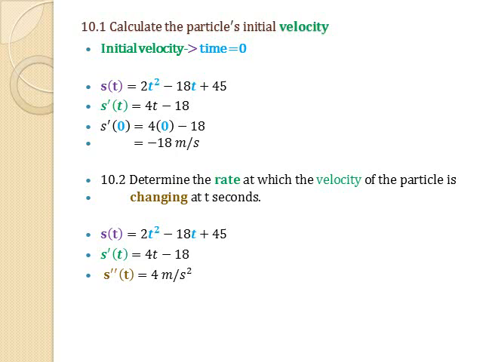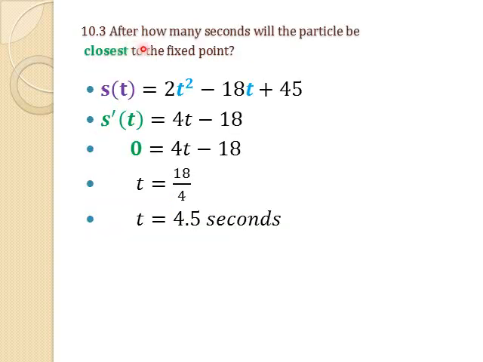Look at 10.3. How many seconds will the particle be closest to the fixed point? So closest, first derivative equals 0. So my equation, first derivative: 2 times 2, 4t, 1 times negative 18, negative 18. Constant becomes 0, so therefore falls away. Make it equal to 0: 4t minus 18 equals 0.